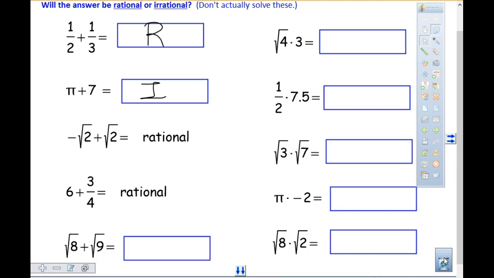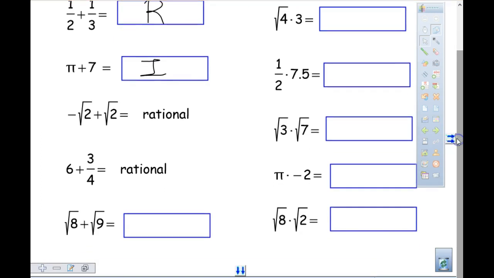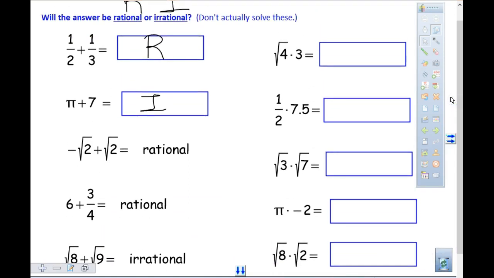Square root 8 and square root 9. Square root 8 is irrational. Square root 9 is a rational number, right? So if I'm looking at that one, irrational. Should have irrational. Square root 4 times 3. What kind of numbers are we talking about? They're both rational, right? Square root of 4 is 2. That's rational. So this should definitely be rational.